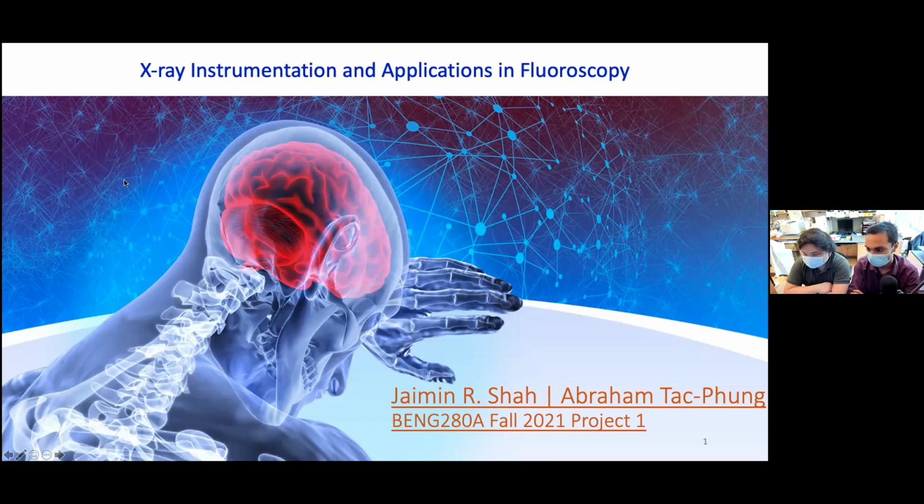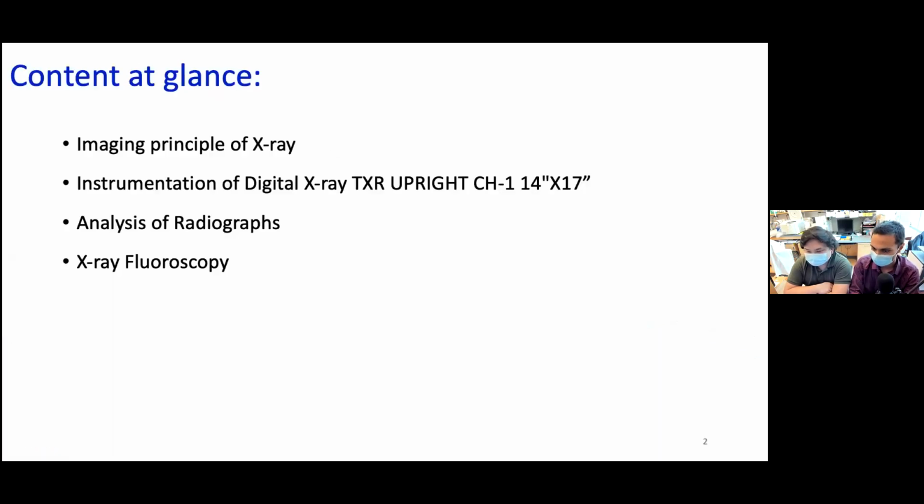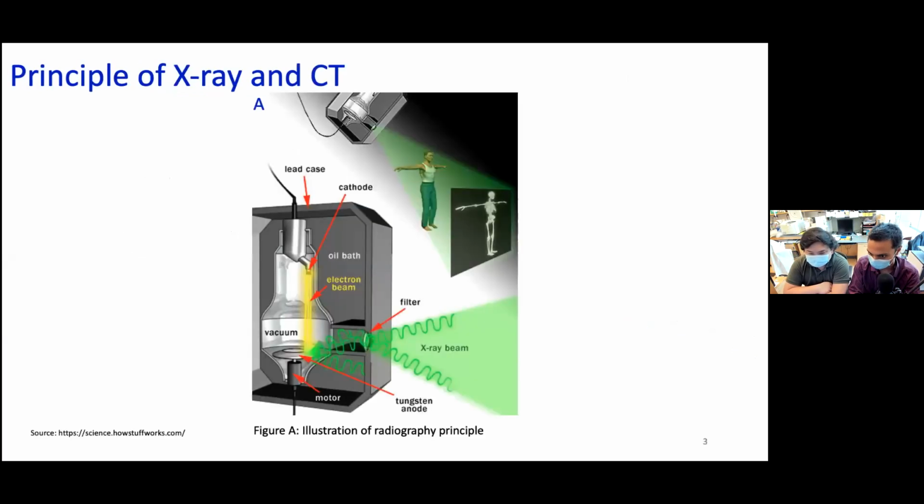Okay. So me and my partner Abe here, today we are going to talk on the X-ray instrumentation and applications in fluoroscopy. This is the content at a glance. I will briefly talk about the principle of the X-ray that Professor McVie already taught us in the class. Then we'll go to the instrumentation of digital X-ray, TXR, which is the upright unit. We'll have some analysis of the radiographs. And at the end, we'll talk about some X-ray fluoroscopy.